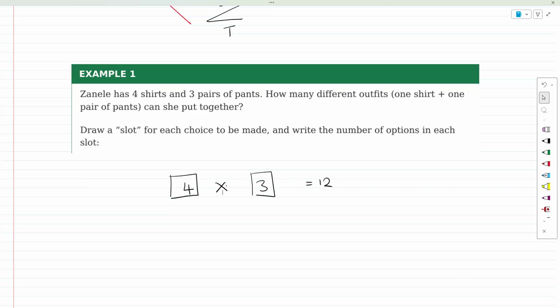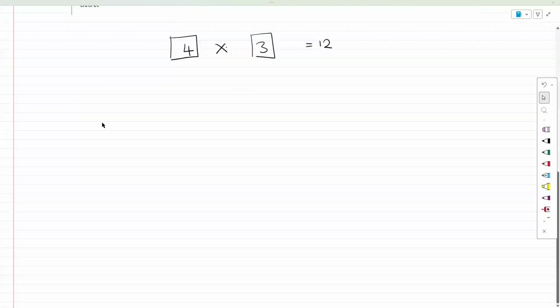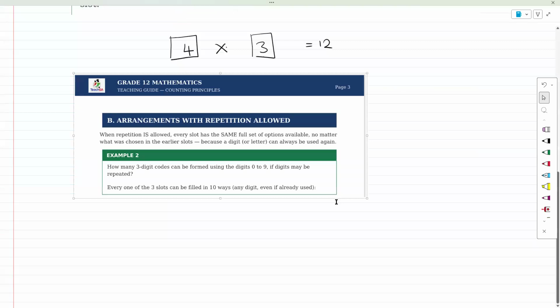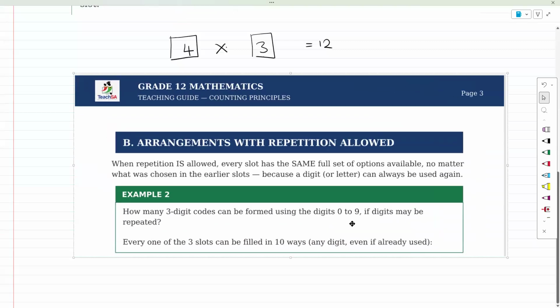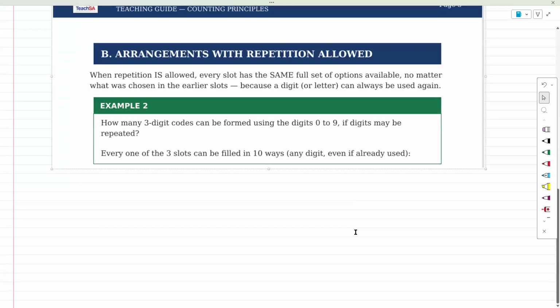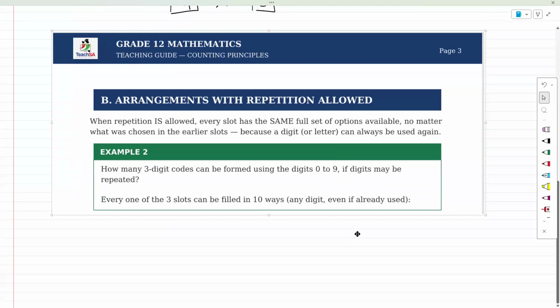Now, let's go with arrangements when repetition is allowed. When repetition is allowed, it is quite simple to deal with. The guide that I was teaching you guys, my proper guide, is 18, 19 pages. This is only 7, so it's very short. There's some stuff that's missing from here, but it's okay for a test.